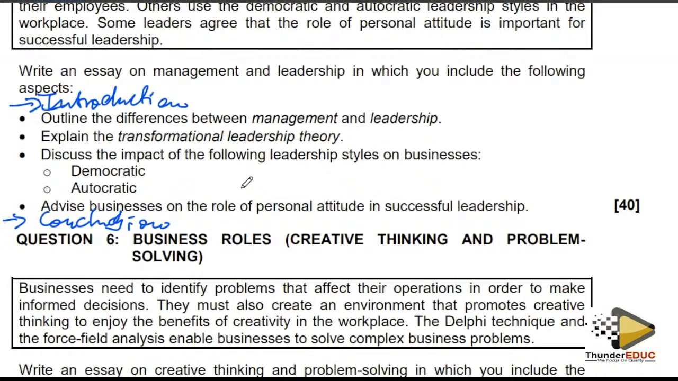Okay, right. So now let's check how we can best advise businesses on the role of personal attitude in successful leadership. So it means that this is the last point. A positive attitude releases leadership potential for personal growth. A leader's good attitude can influence the success of the business.